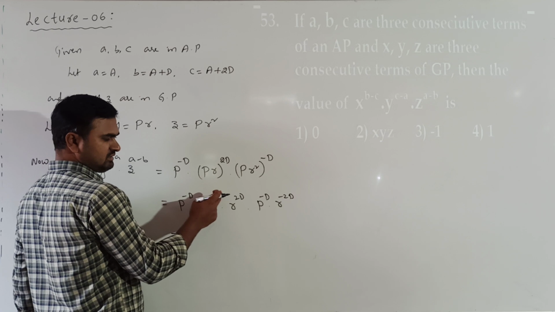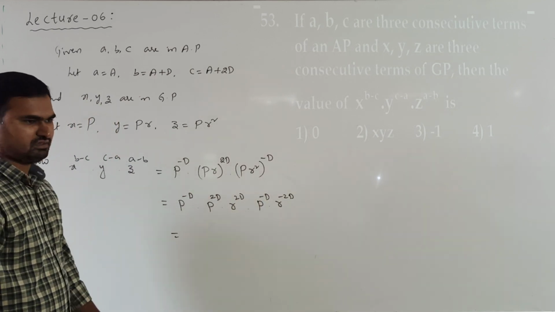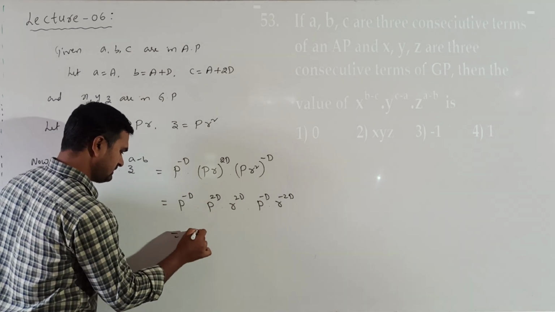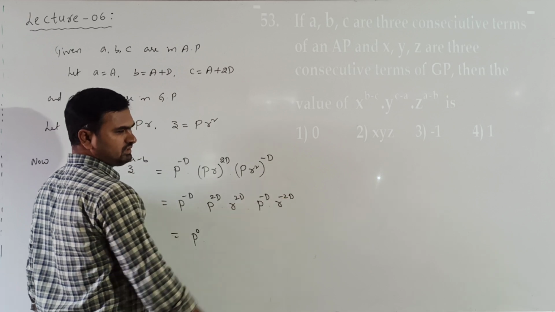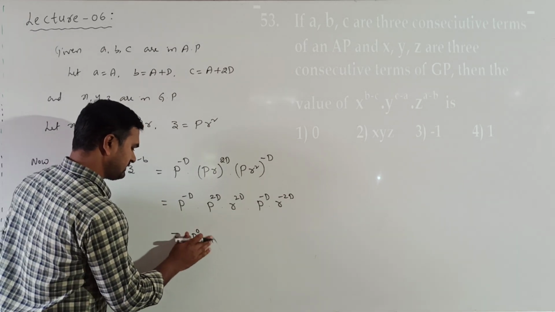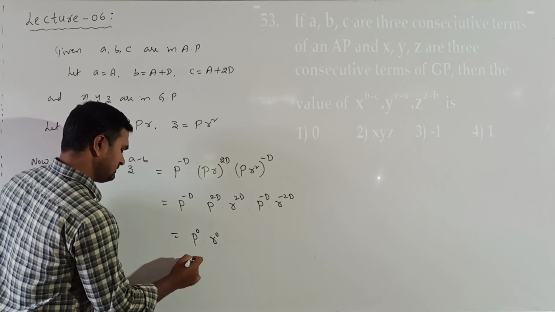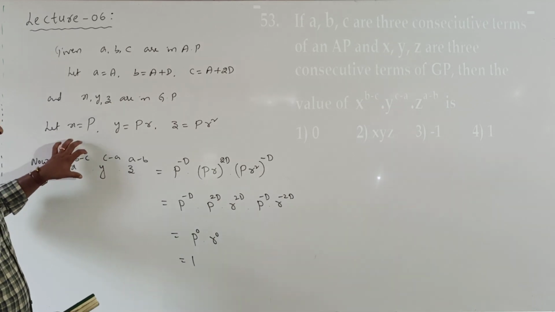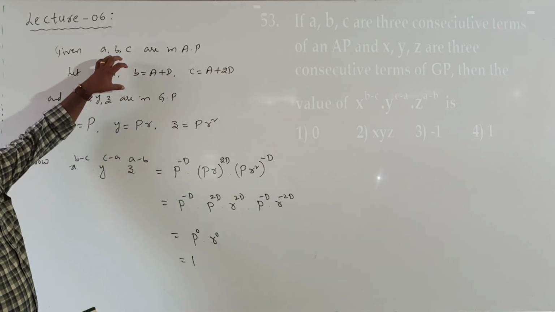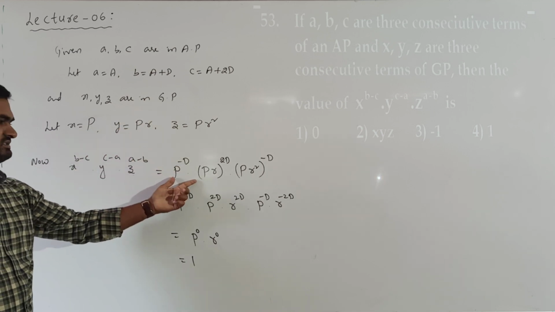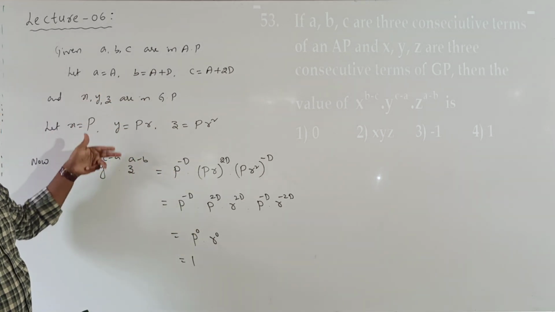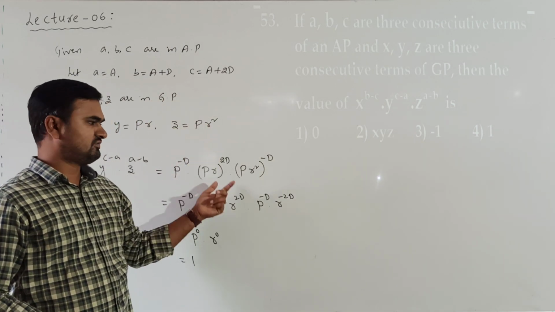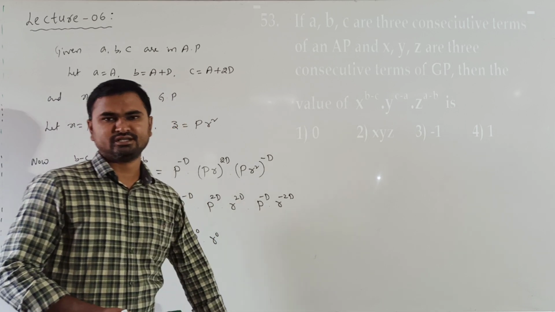So p power minus d, p power 2d, p power minus d. a power m into a power n into a power s is a power m plus n plus s. So p power 0. r power 2d into r power minus 2d is r power 0. So the required value is 1. Okay. So this is the value of this expression. By comparing with the standard form, we can solve easily, because solving in terms of 6 variables will be complex. So that's why we compare with the standard form, substitute and simplify, and we get the answer.